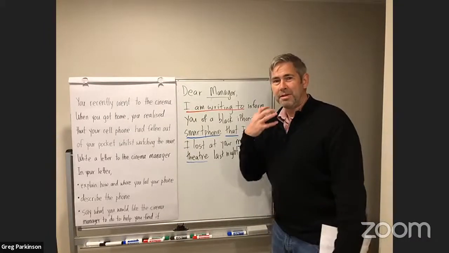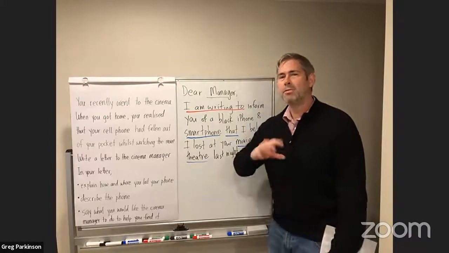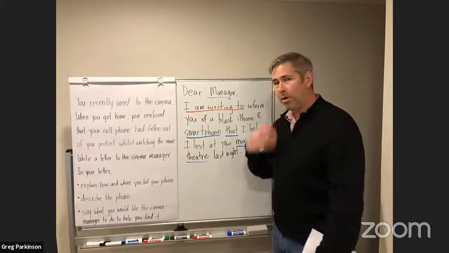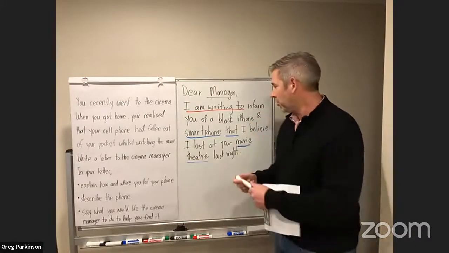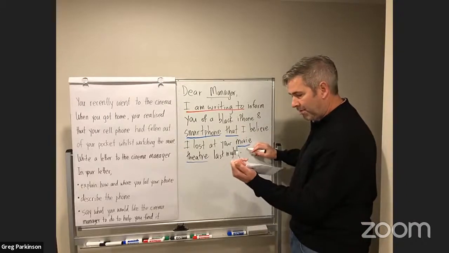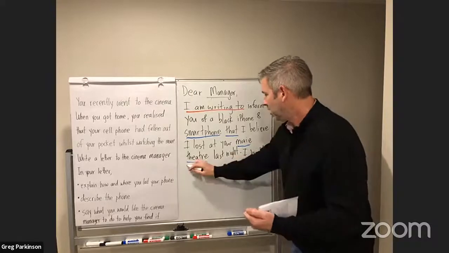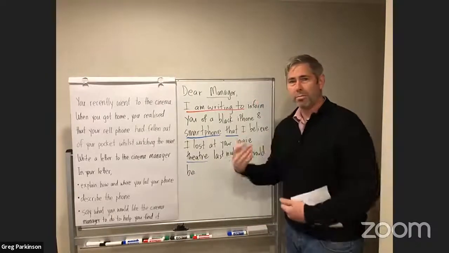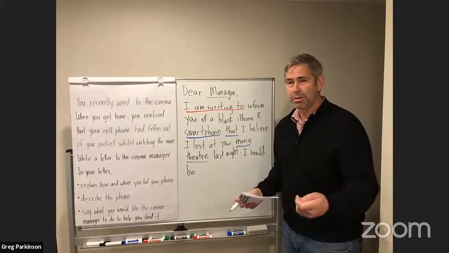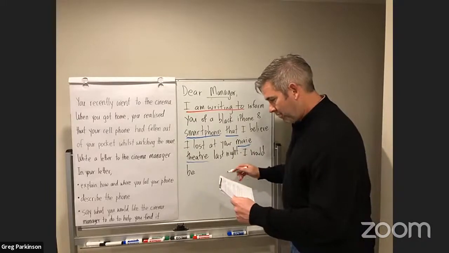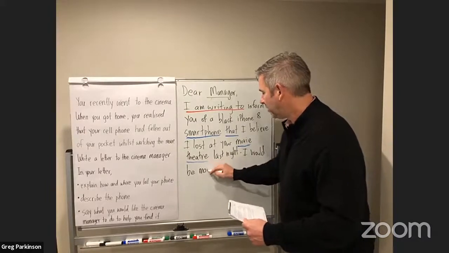Then, because this is a formal letter, I want to be very, very polite. The purpose of this letter is to make a request, and I'm going to begin with I would be, because would and could are the more polite way of making requests. I would be most appreciative.